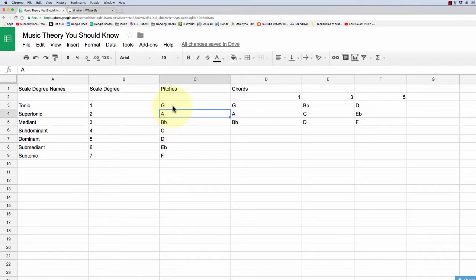G to A is an interval of a second. And G to C is an interval of a fourth. Okay, but a chord is ultimately just stacked thirds. That's all that a chord is.